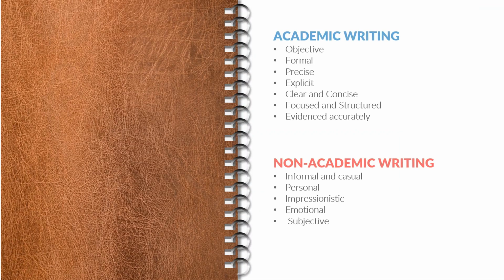Again, remember that academic writing is objective, formal, precise, explicit, clear and concise, focused and structured, and evidenced accurately, while non-academic writing is informal and casual, personal, impressionistic, emotional, and subjective.